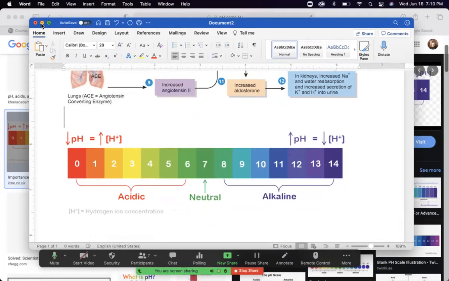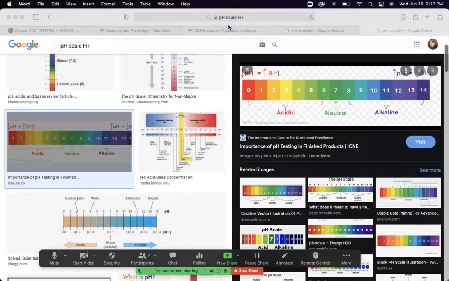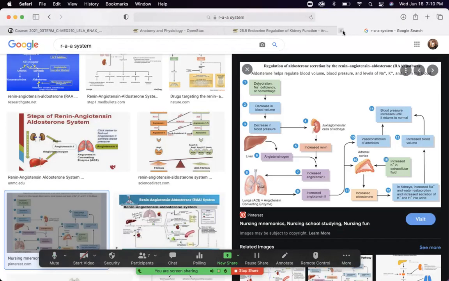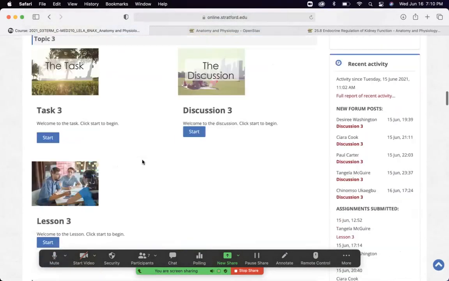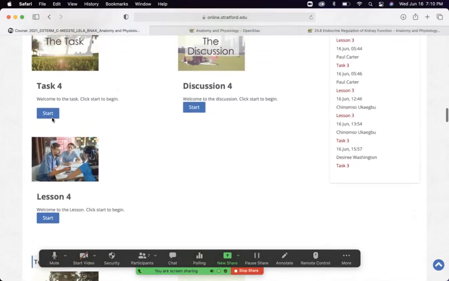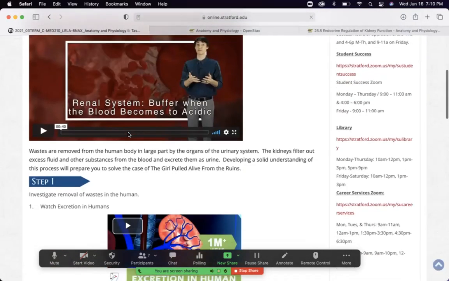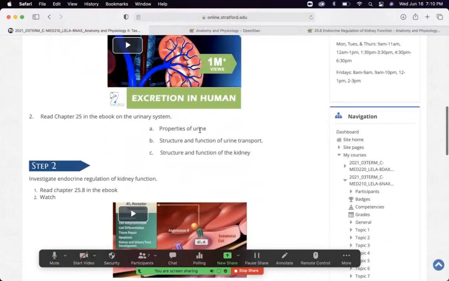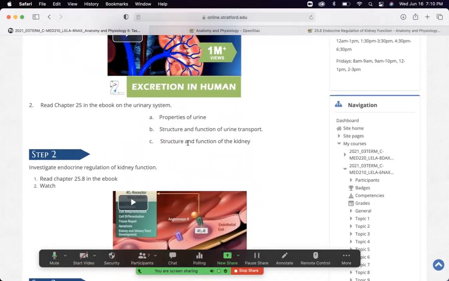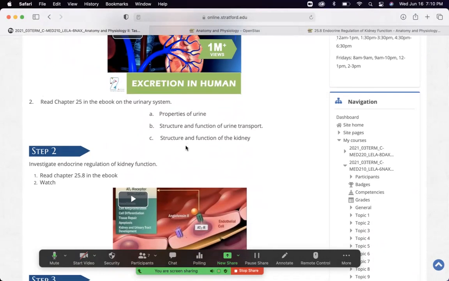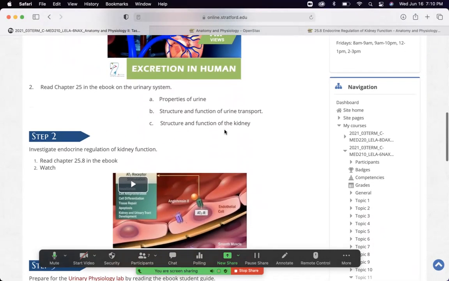Let us see if we covered everything, and I'm going to save this. Properties of urine, check. Structure and function of urine transport, how it starts in the cortex and then goes down to the medullary/papillary area and into the ureters and down into your urinary bladder through your urethra and into the toilet. Structure and function of the kidney.